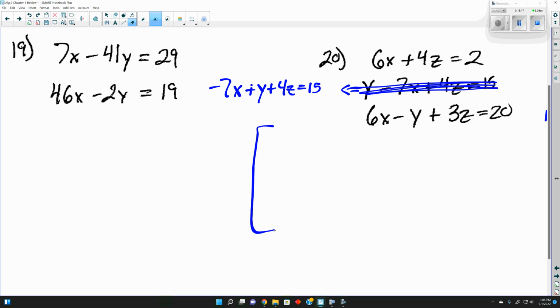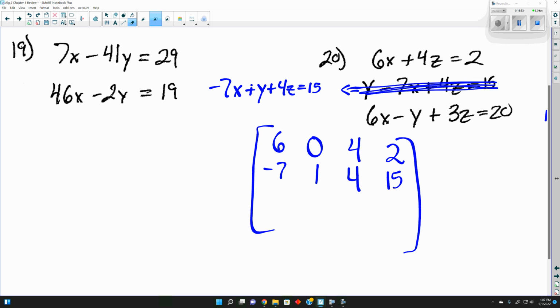Now going across the top for the first equation, we have 6 for x, 0 for y, 4 for z, and 2. Our next equation would be negative 7, 1, 4, 15. So 3 by 4.